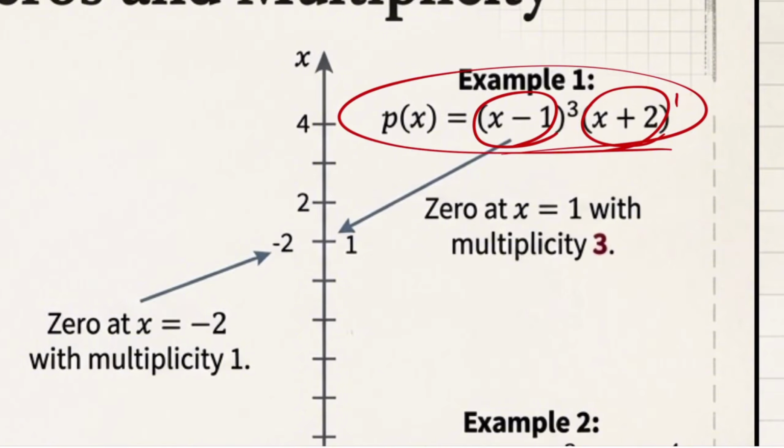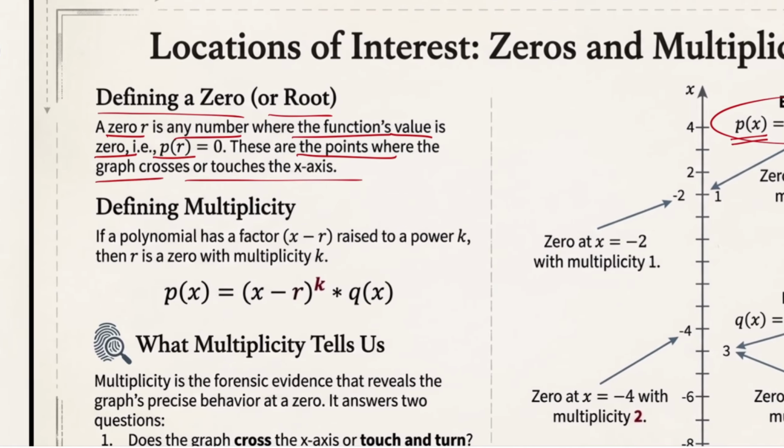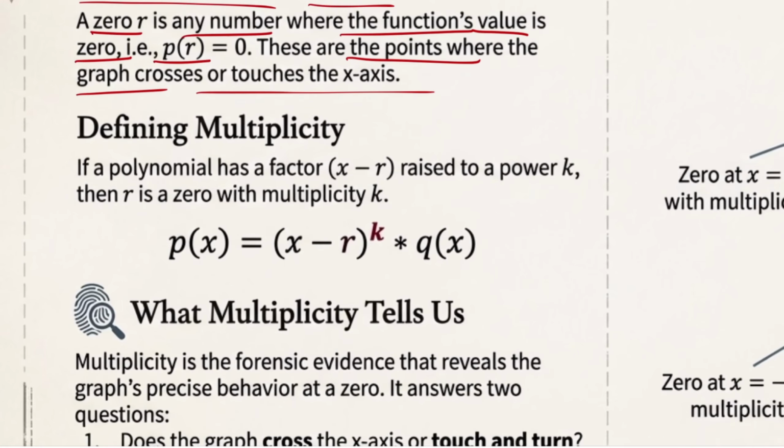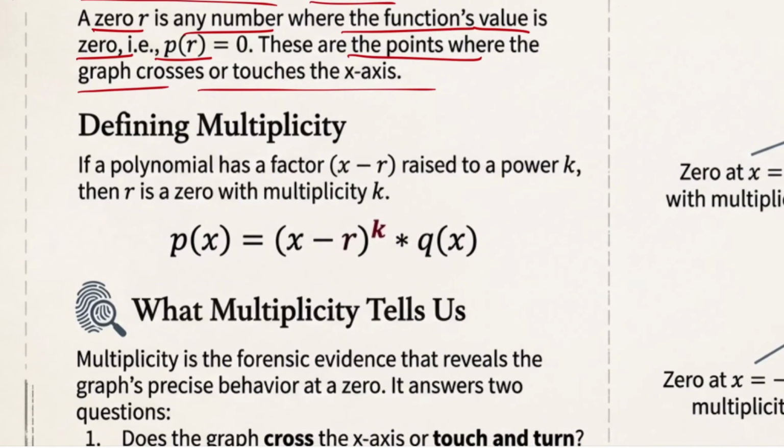It means that for sure, if I use 1 inside this p of 1, and if I use p of -2, my final answer is going to be 0. Another thing that I have to know is about the multiplicity. What is multiplicity? It means that if a polynomial has a factor of x minus r.